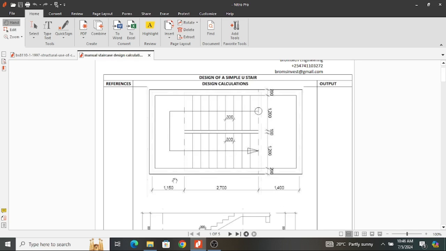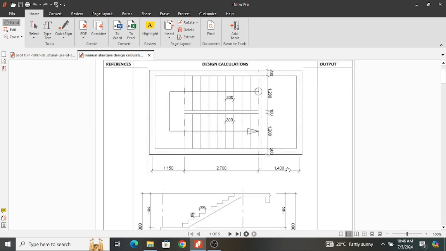Also, you look at these dimensions, it shows that the first landing has a dimension of 1.15 meters, and then the flight has a horizontal dimension of 2.7 meters. Kindly do not assume that this is the slant dimension of the flight. This is the horizontal dimension because we are viewing it from the plan view. And then the second landing has a dimension of 1.4 meters.